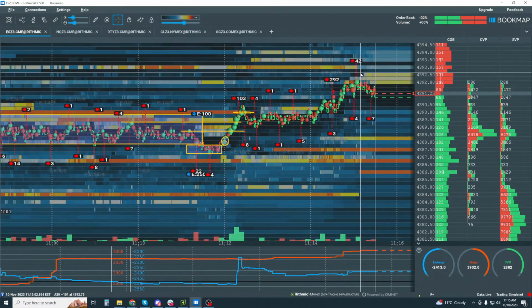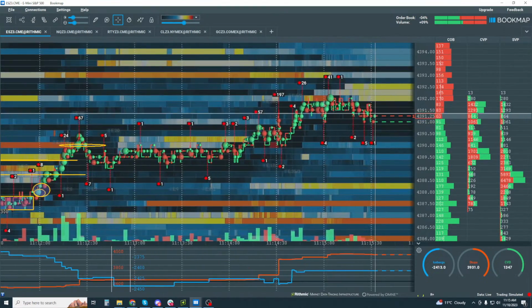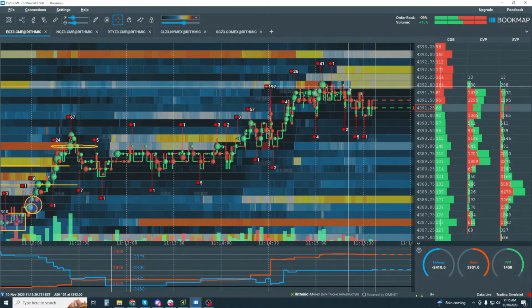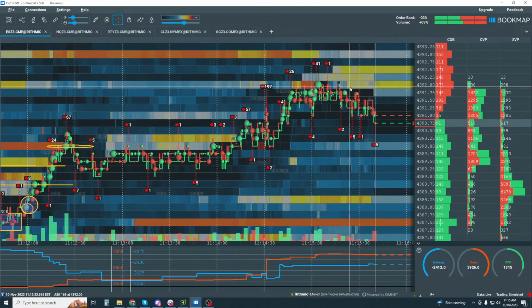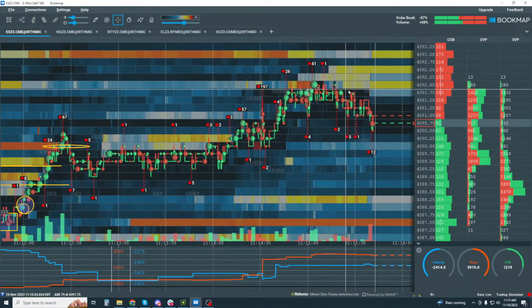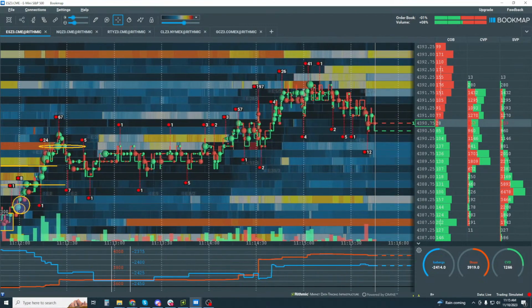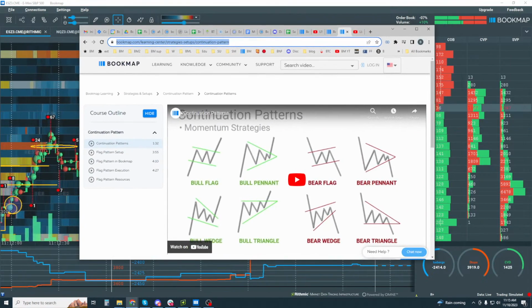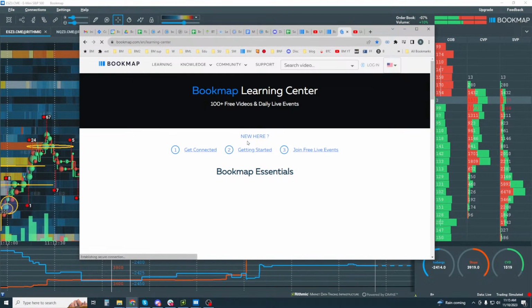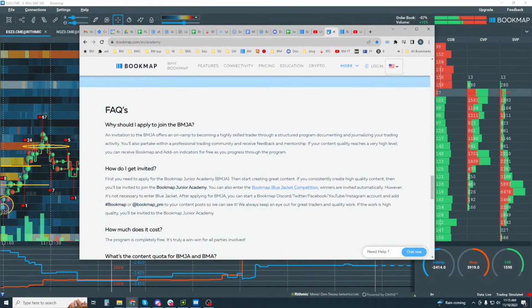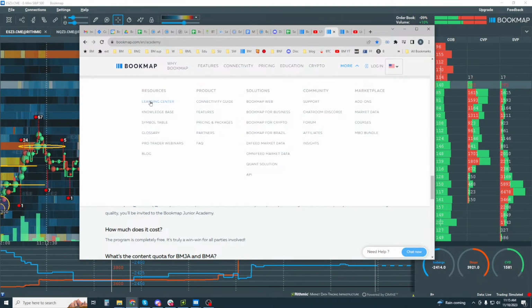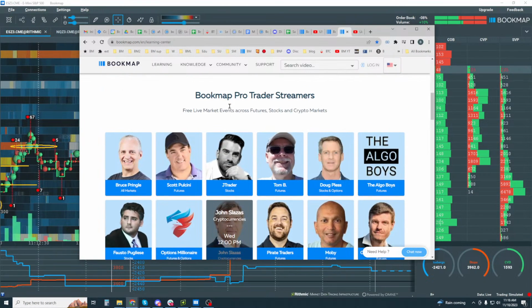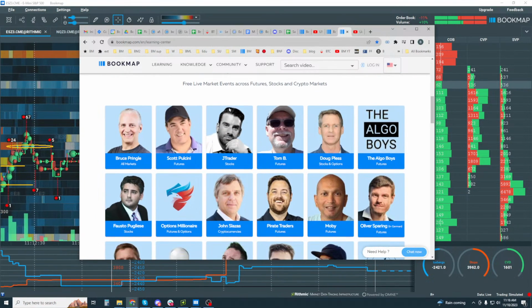So if you want a live trading room, there are many Bookmap educators that offer it: JTrader, Scott Pulcini, several others, almost all of them. Let me even show you more. You can go to our Learning Center, the Bookmap Learning Center, from the main page or the More button here. Go to Learning Center, scroll down, and then all of these influencers in here, I think almost all of them.